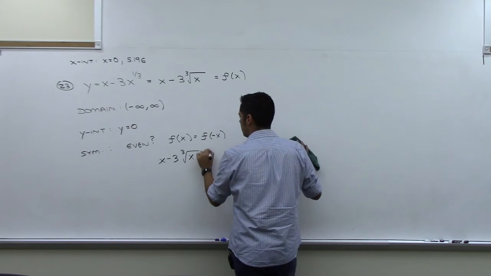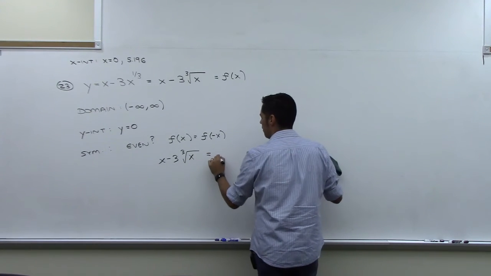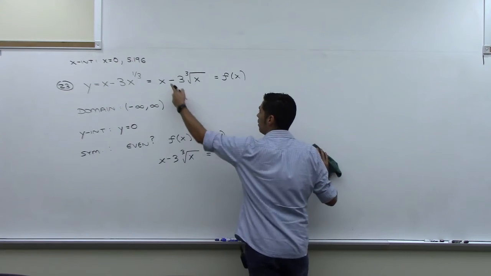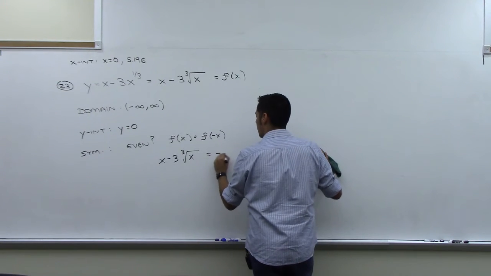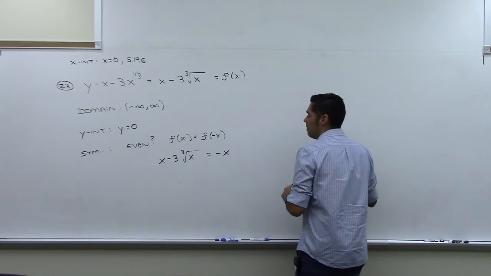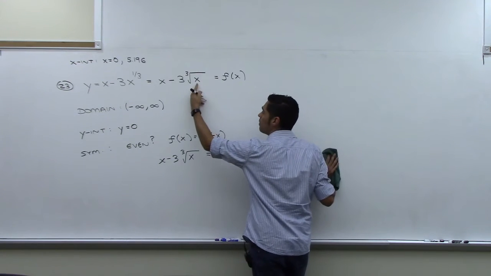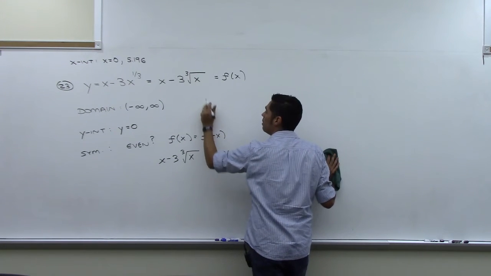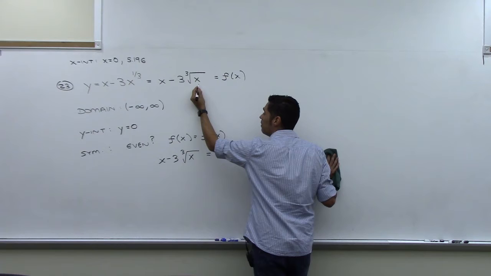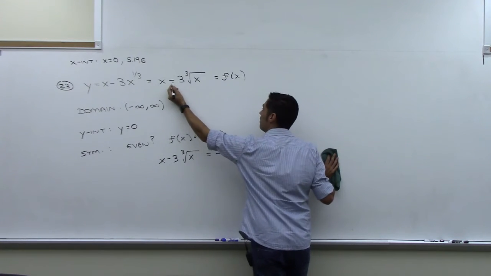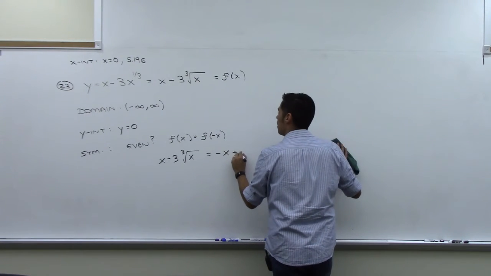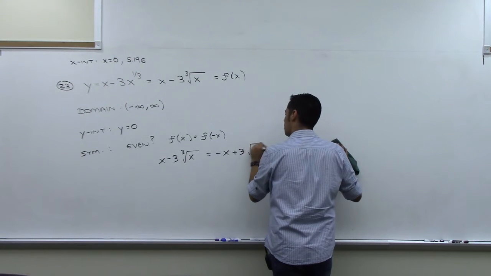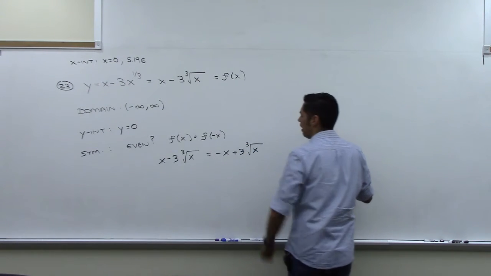And is that equal to, this is a question, the same thing as plugging negative x in? So if I plug in negative x here, I'm going to get a negative x. And if I plug in a negative x here, when I take the cube root of a negative number, my answer is going to be negative. So I can bring that negative out and make that a plus 3 cube roots of x.